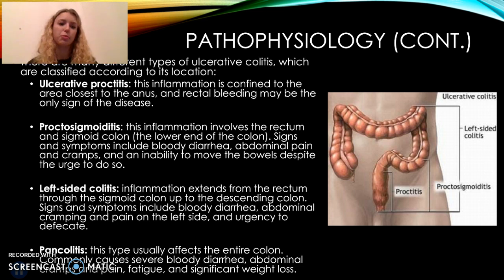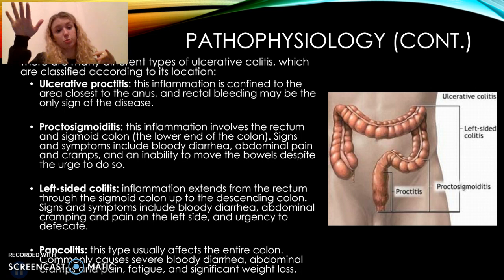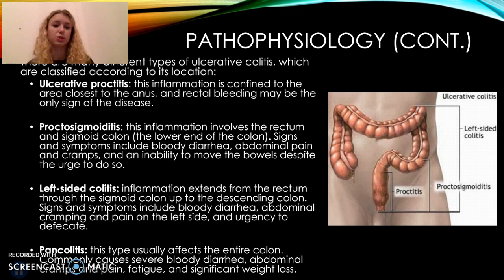And then we move on to proctosigmoiditis, and this is from, as you see over here in my picture, your rectum to your sigmoid colon, so like the bottom part or the last part of your colon. And then the symptoms with that would be bloody diarrhea, abdominal pain, and an inability to move the bowels despite the urge to do so.